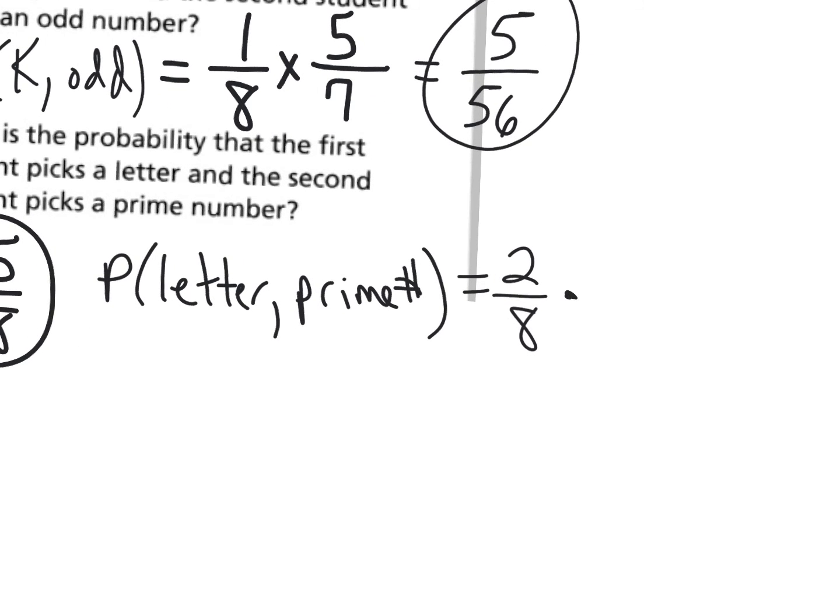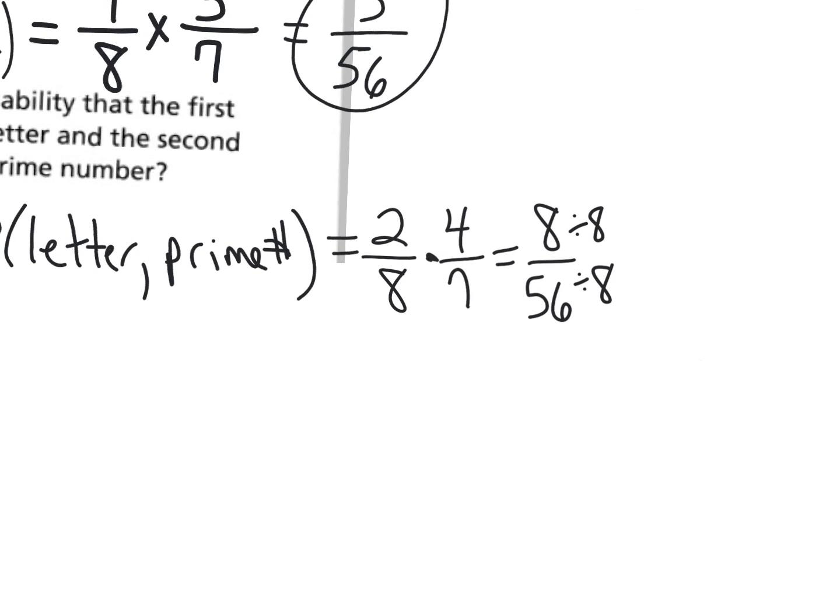So 2/8 times 4/7. If you want to reduce ahead of time, you can. If not, you'll get 8 out of 56. And we could reduce those by 8. If you don't see it, just keep reducing by 2s until you get to this point. This would reduce all the way down to 1/7.